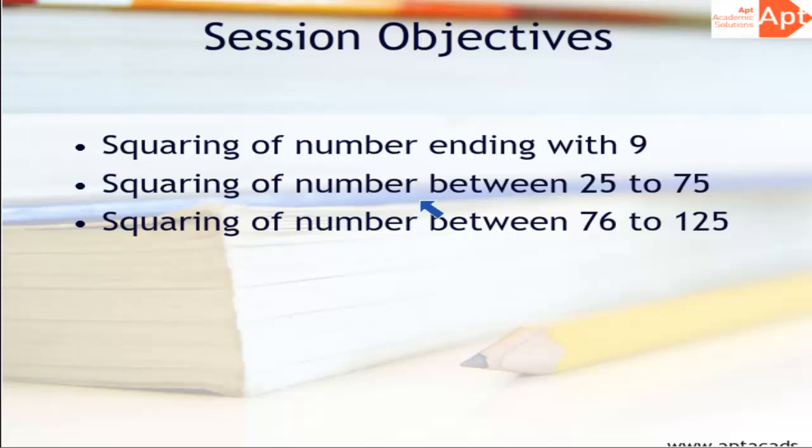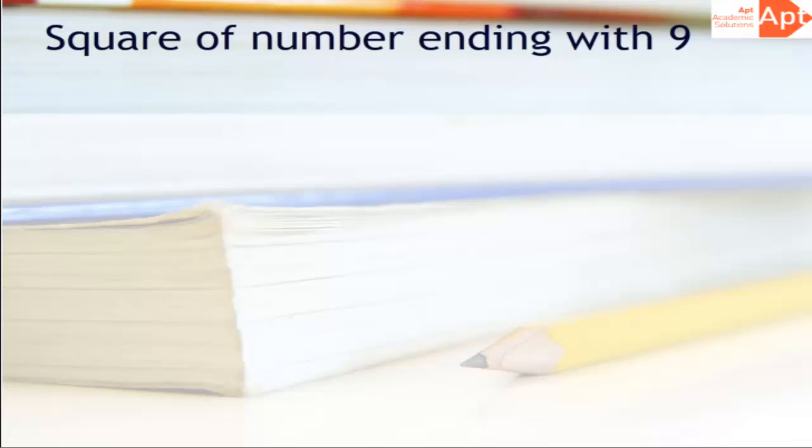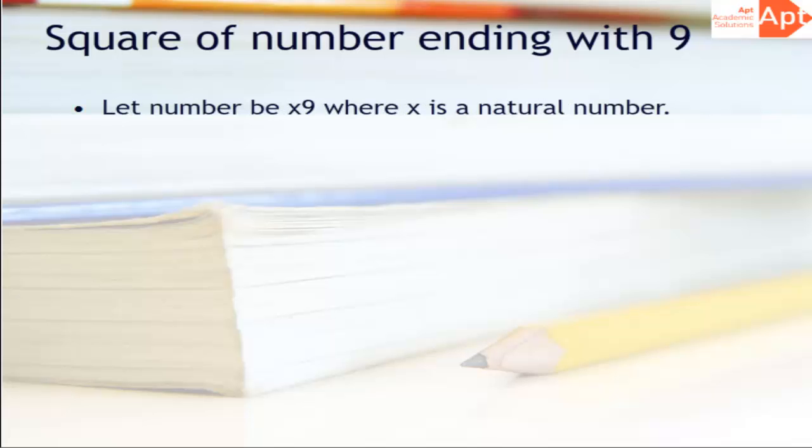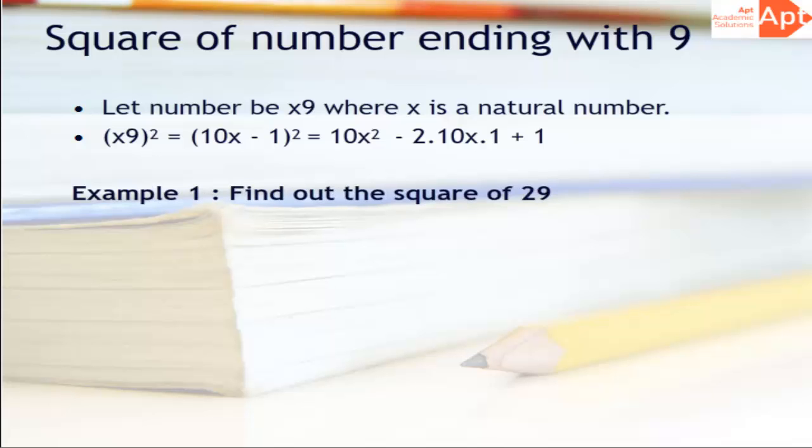So in this session we are going to learn about numbers ending with 9, any number between 25 to 75 and squaring of any number between 76 to 125. So let's first of all learn about squaring of numbers ending with 9. You see, this is a very simple technique.